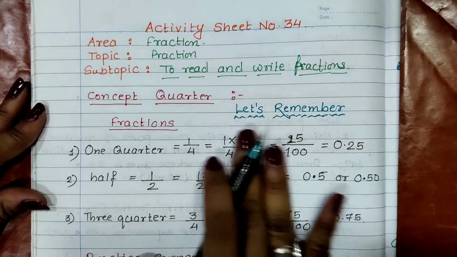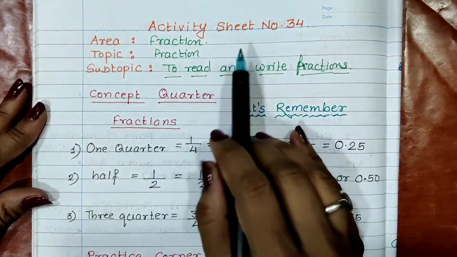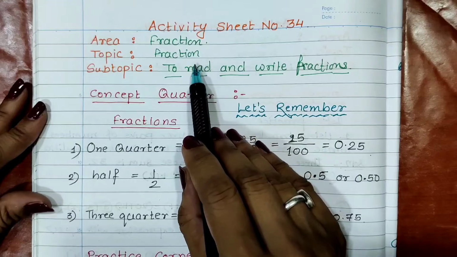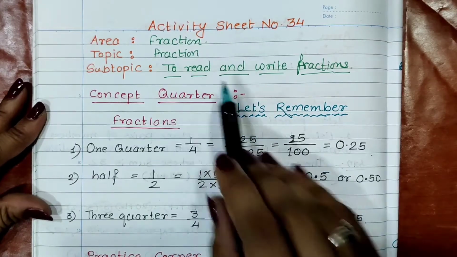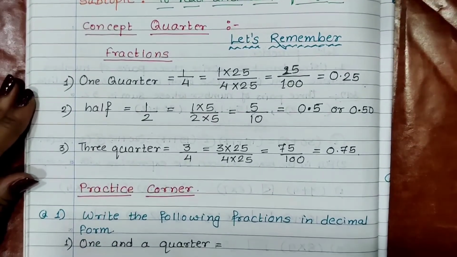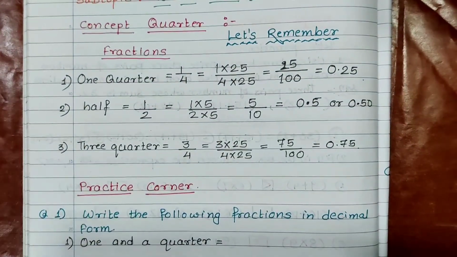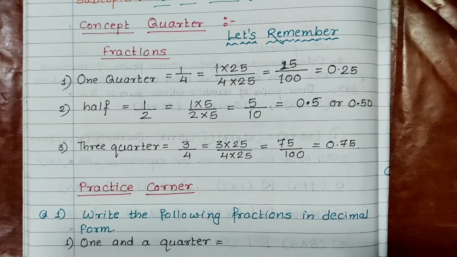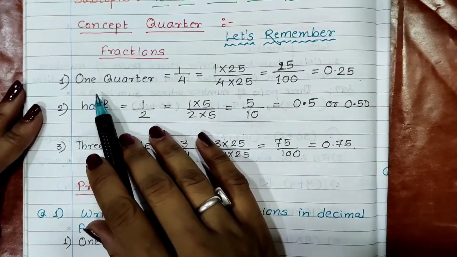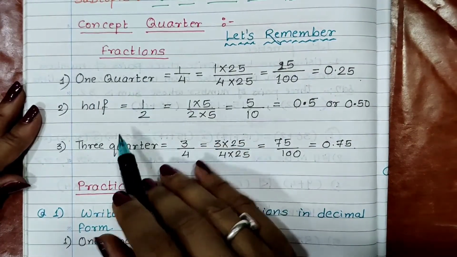So let us see what is there in activity sheet number 34 on day 34. We are going to deal with area fraction. The topic is fraction and the subtopic is to read and write fractions. Let us first see what is there in the concept corner, which is very important to solve the questions from practice corner and challenge corner. So let us understand the meaning of all these fractions.